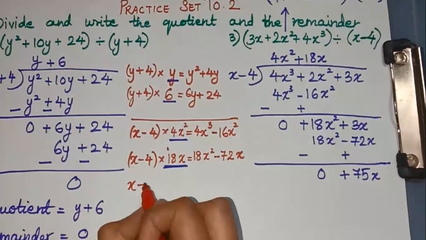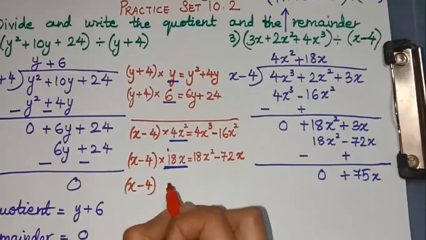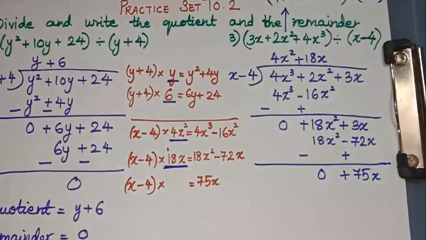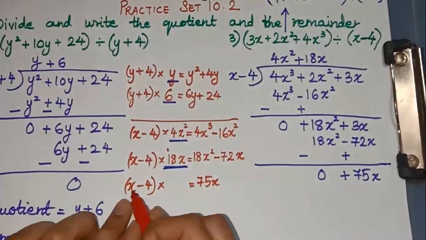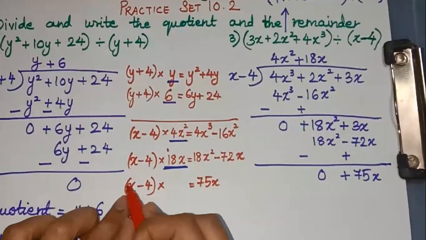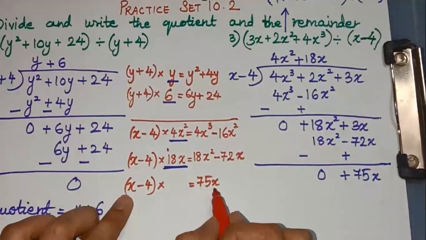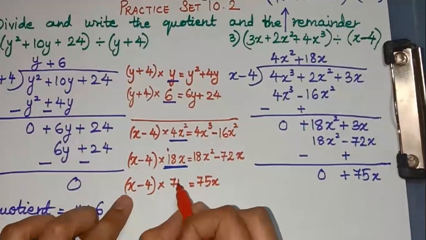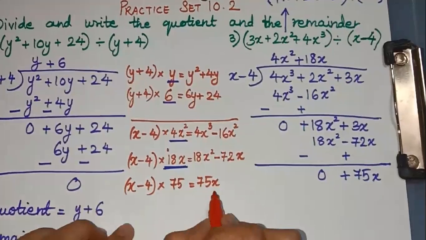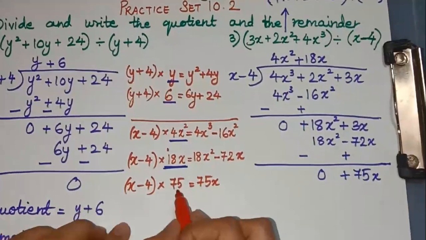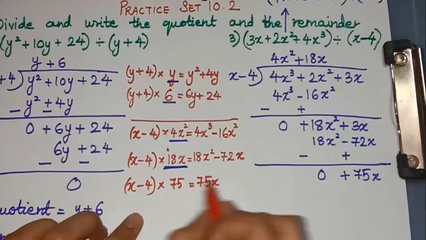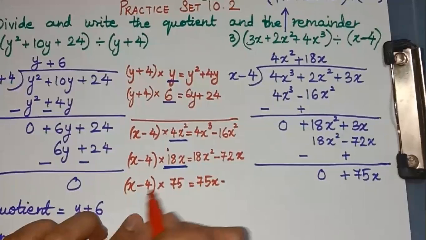So x minus 4 multiplied by what will give you 75x? The power here of x is similar to this, right? So there is no number, that means here there is 1. 1 multiplied by 75 will give you 75, right? 75x. So you got 75x. Now 4 multiplied by 75 will give you, firstly we will put minus sign as it is, 300.